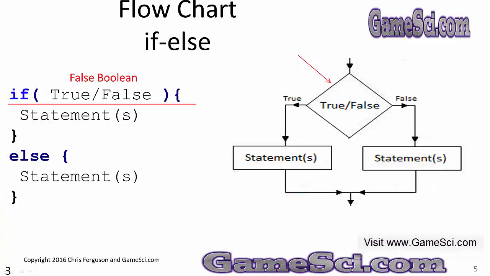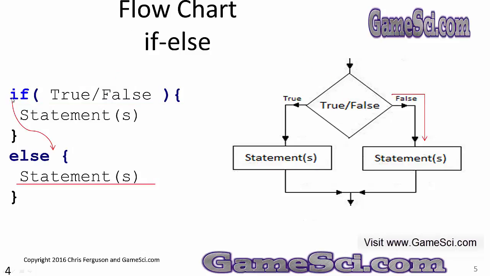Now let's run through it on the false path. Again, we'll evaluate the true-false statement in the parentheses. This time we'll assume the result will be false. So we're here in the diamond evaluating the true-false statement. What happens when the statement is false? We select a different path. That's why it's called a selection statement. It's selecting different code.